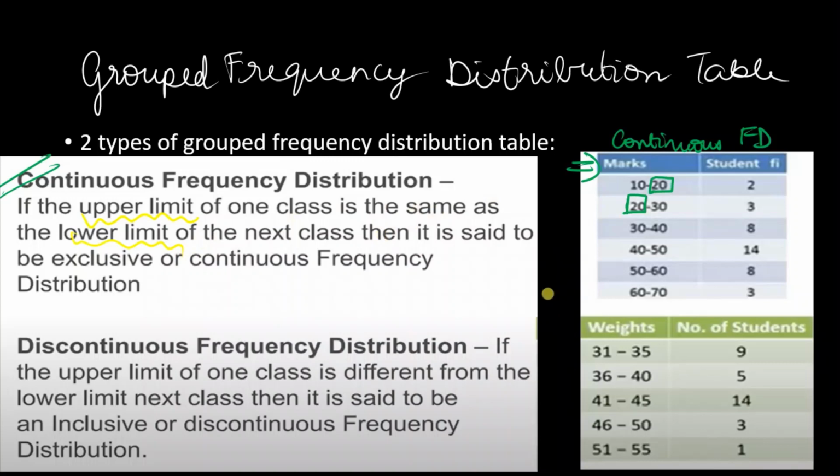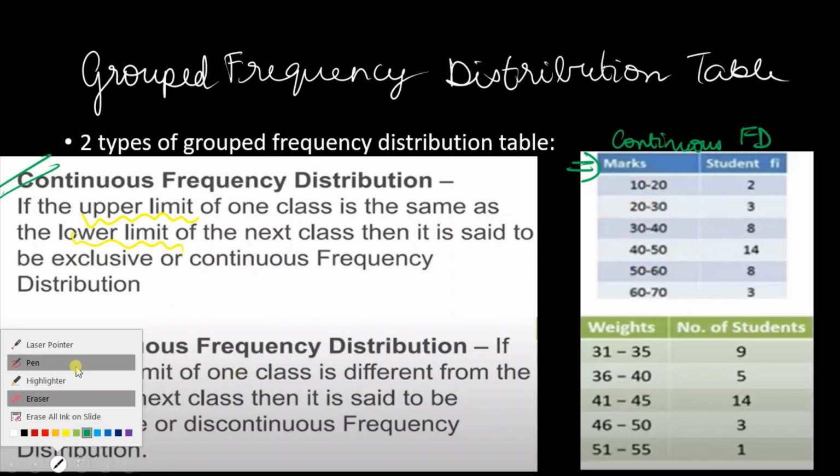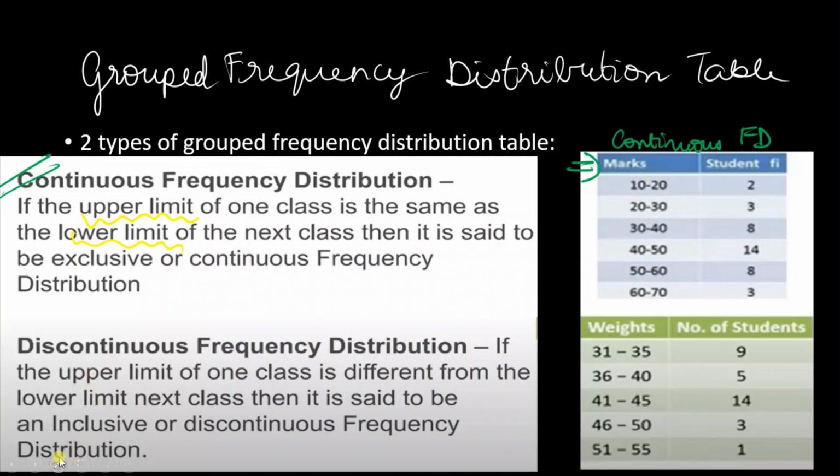Why? Because the upper limit of one class is the same as the lower limit of the next class. If you see the upcoming intervals, like 30 and 30, 40 and 40, then 50 and 50, then 60 and 60, you're seeing that these are matching, right? Such distributions are called continuous frequency distributions.